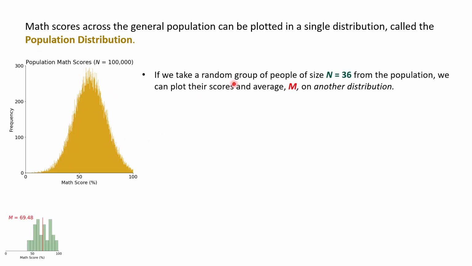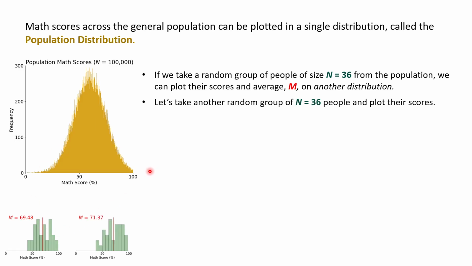Now, let's say we take a random group of 36 people from this big population, and we plot their scores down here. And we get the average of their scores. And we get 69.48 as our mean, okay? So we have just taken our sample, and this is just any random group of 36 people from this population, okay?